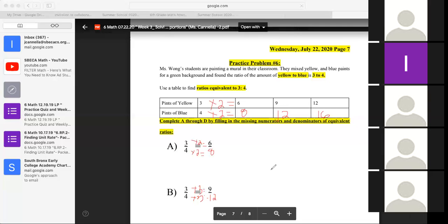Amanda, yes, go. So then the answer to C on your paper would be 12 over 16. I know it's on here, but, and then D, the missing fraction would be 3 times 6 is 18. 3 times 6 is 18. And 4 times 6 is 24.